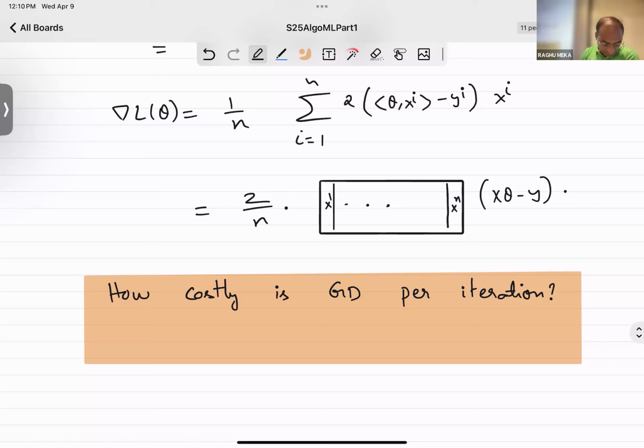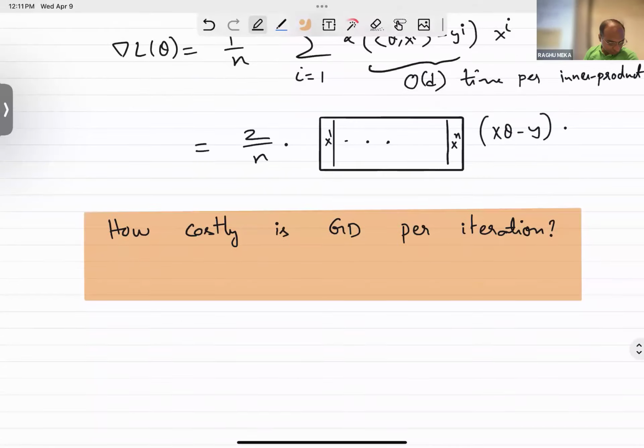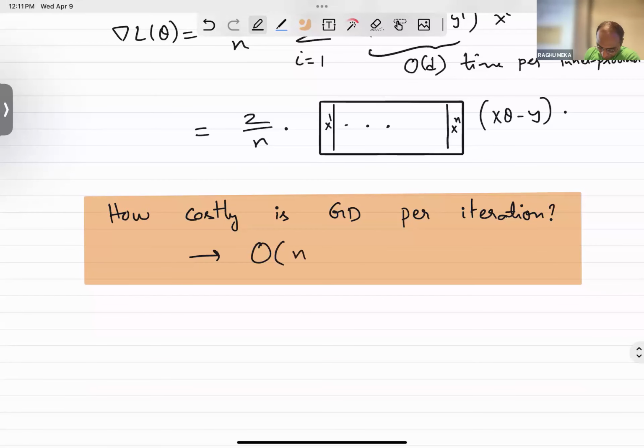N times d. Thank you. Basically, for each example here, we have to compute a d-dimensional inner product. This is O of d time per inner product. Once I compute this inner product, I have to multiply this number with a vector again, which is d-dimensional. That's another O of d time. And then I have to add up these n vectors. So we have O of nd time per iteration.